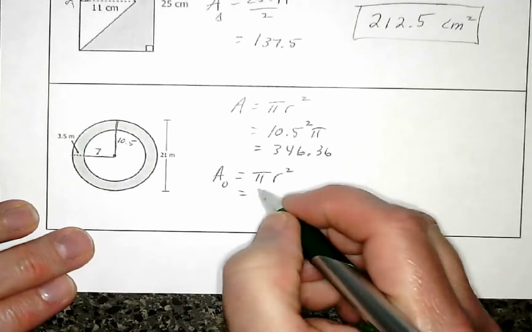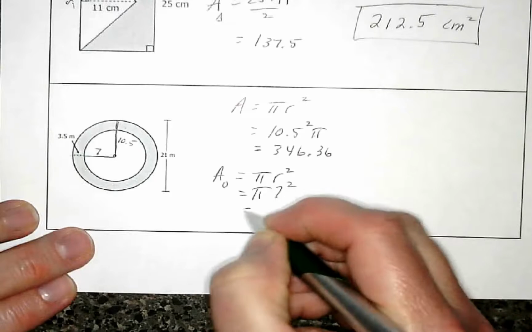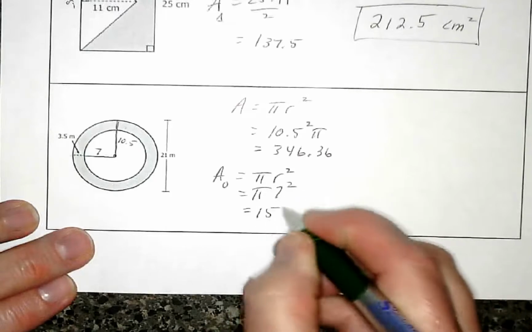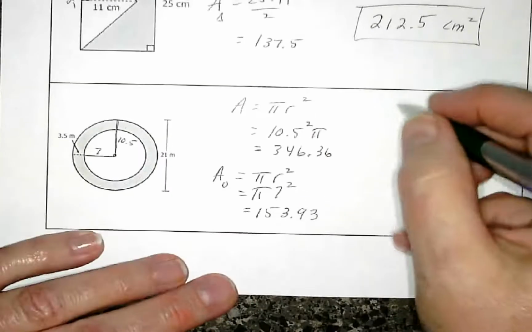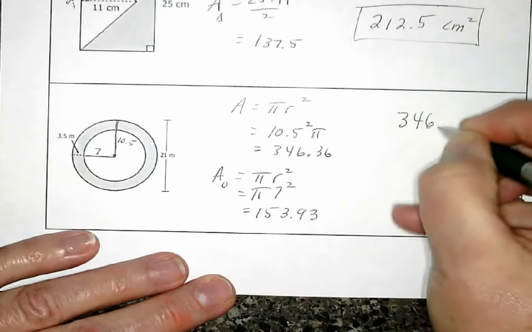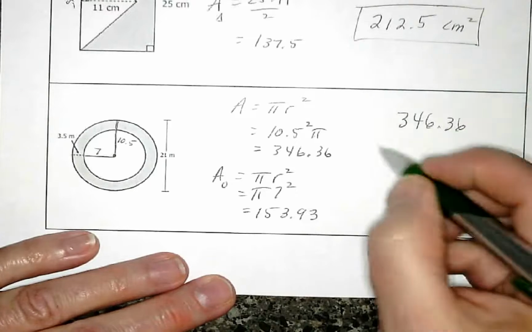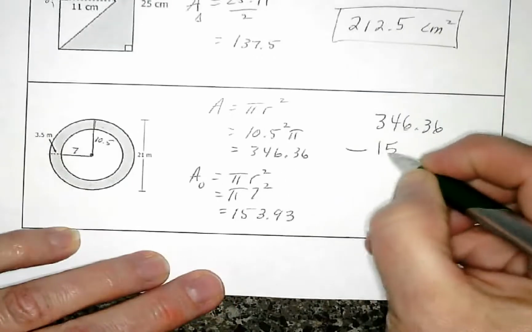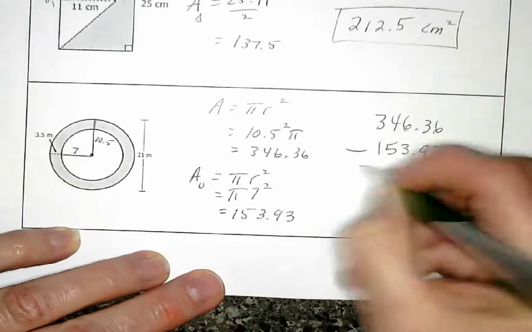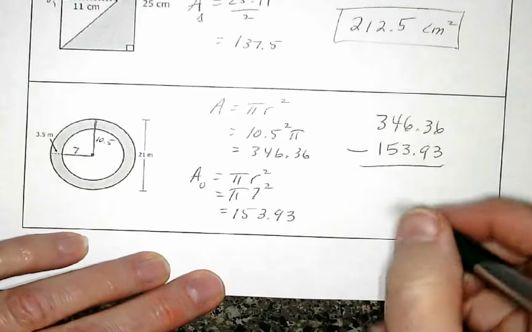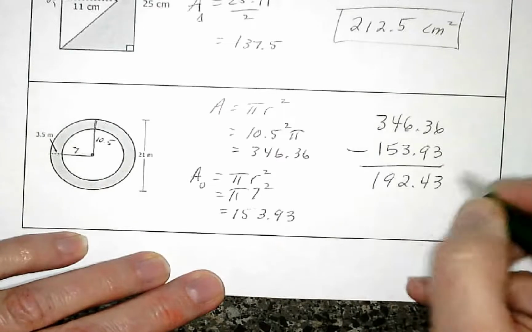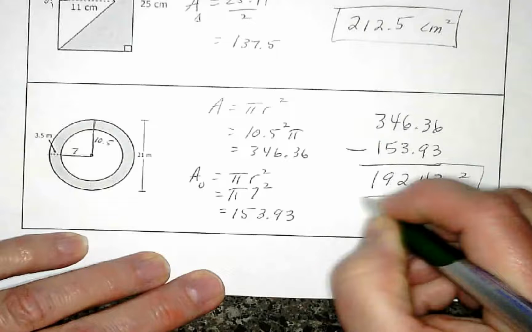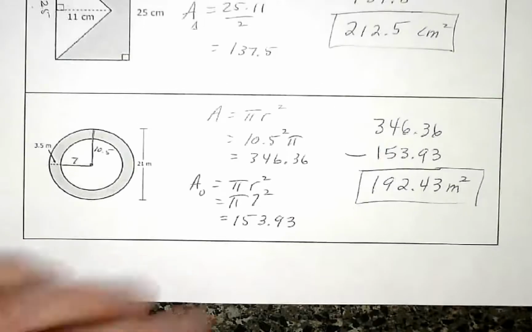So that's going to be pi times 7 squared, which is 153.93. So the area of the large circle minus the area of the non-shaded circle is going to give me 192.43 square meters. Okay, so if you have any questions, let me know.